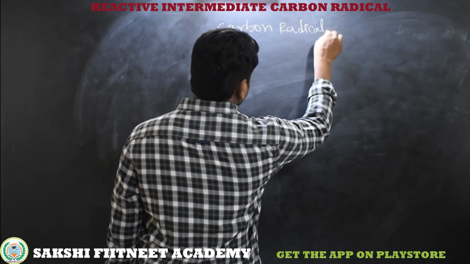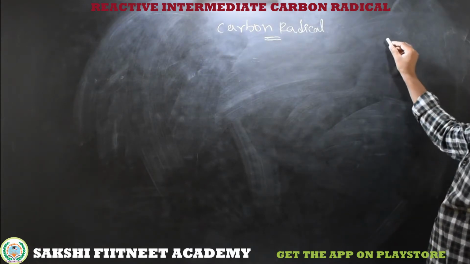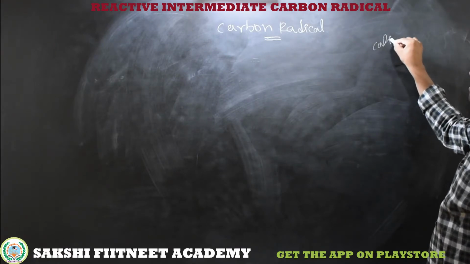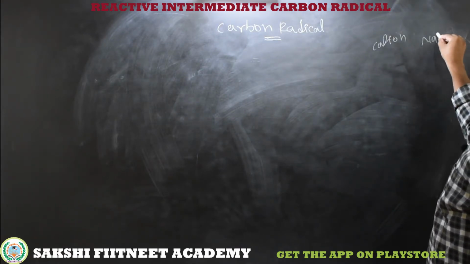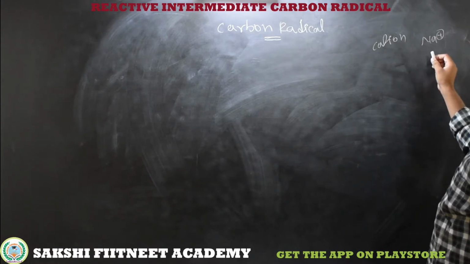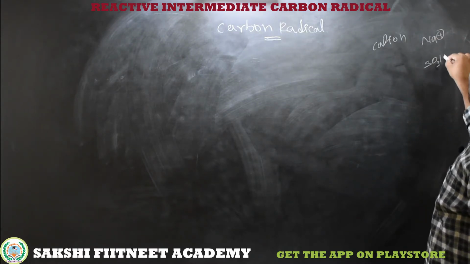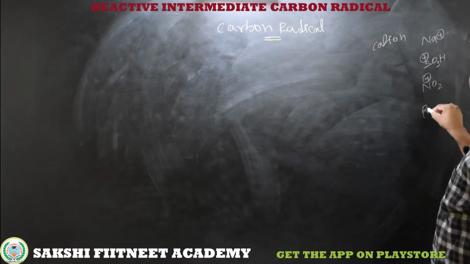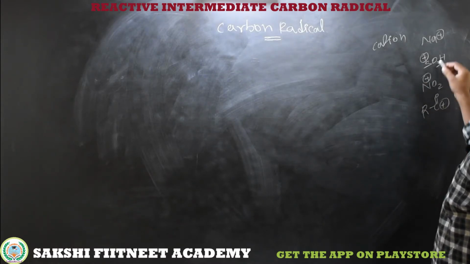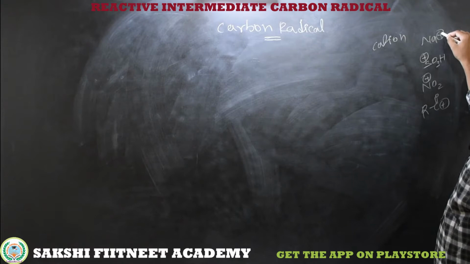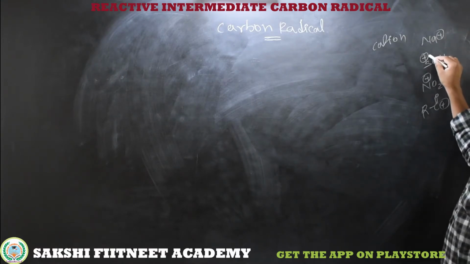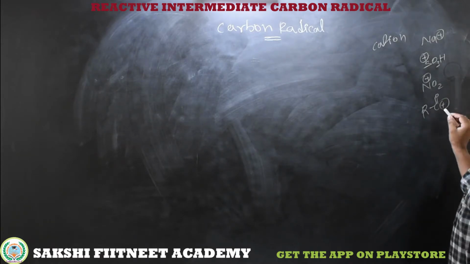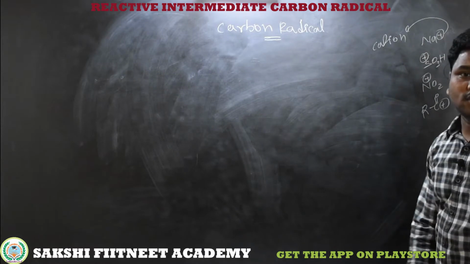Carbon radical. So what is a radical? Here we know about cation and anion. What is meant by a cation? Simply, a group of elements or an element, for example SO3H+, NO2+, RC=O+. These are elements or polyatomic ions which have a positive charge. These are called a cation.